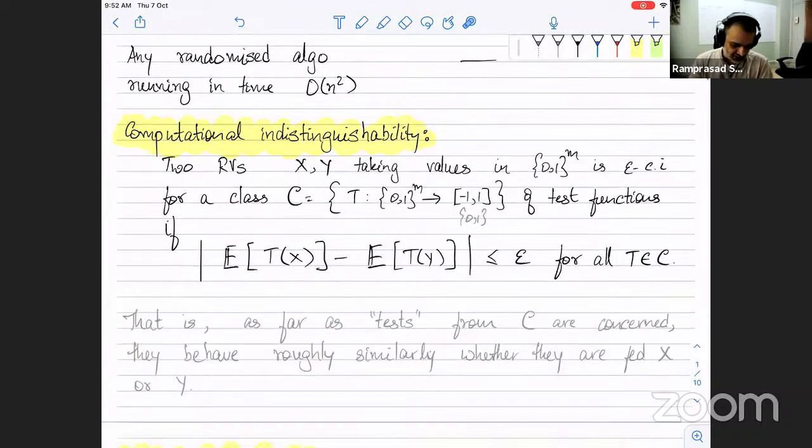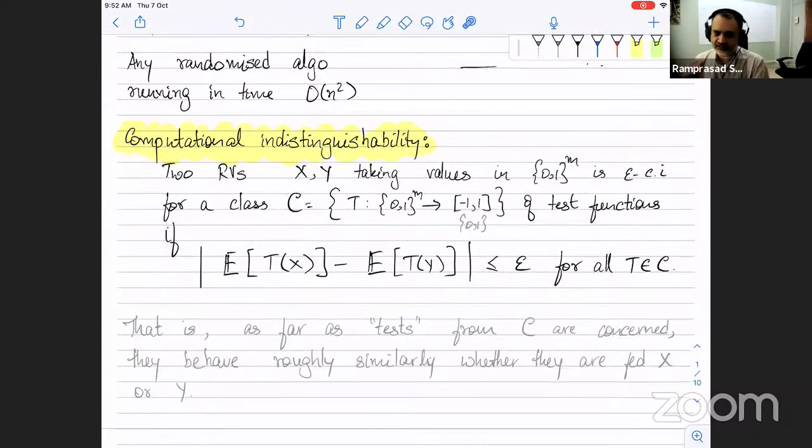Okay. So this is just a formal way of saying that as far as tests from C are concerned, they roughly behave the same whether they are fed X or whether they are fed Y. And we are only talking about the average behavior. The average behavior of the tests when fed X is roughly the same as the average behavior of the test when it's fed Y.